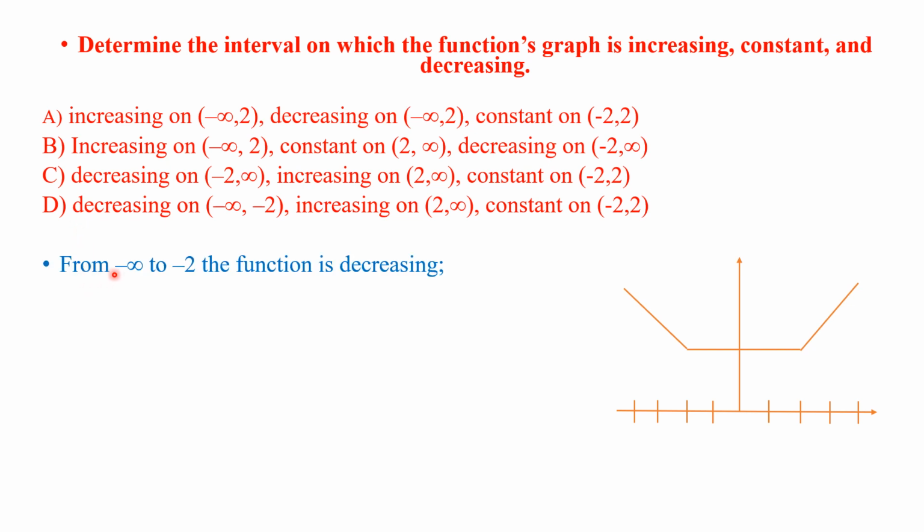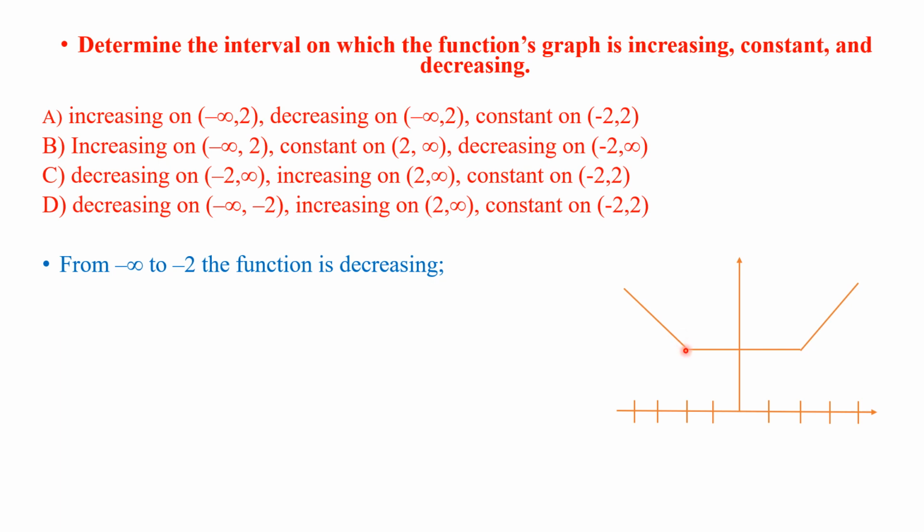From negative infinity to negative 2, the function is decreasing. Sure enough, since this end is open, that means we have to consider the values from negative infinity to negative 2, because this is negative 2. Each unit is a block. So this is 0, negative 1, negative 2. So from negative infinity to negative 2, it's clearly the value of f of x is decreasing.